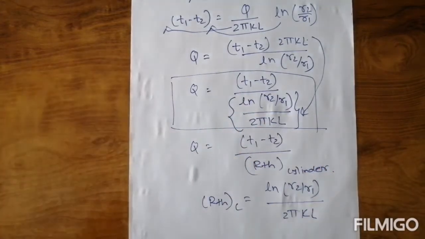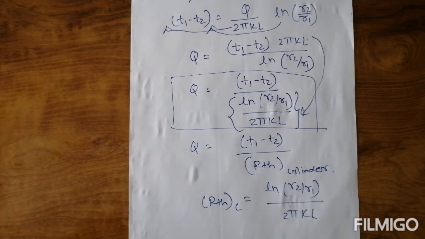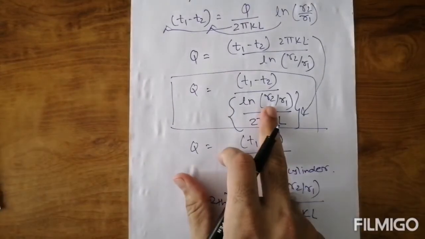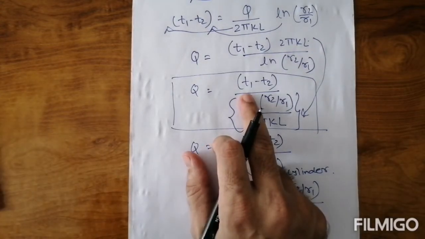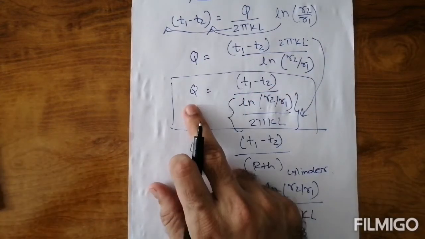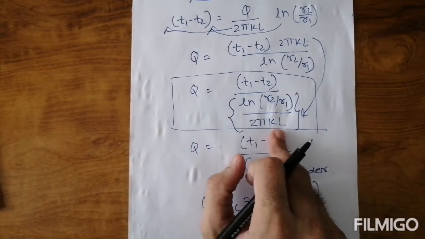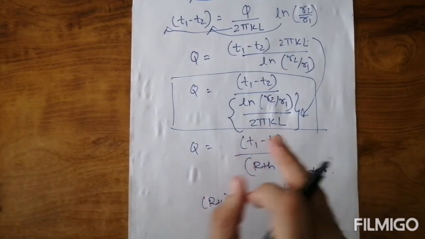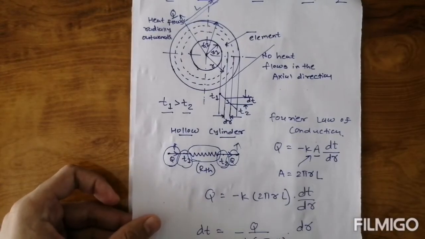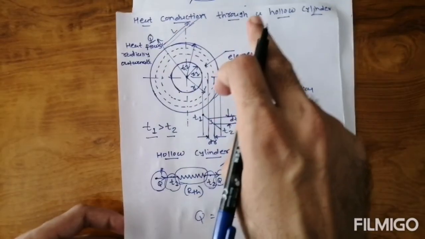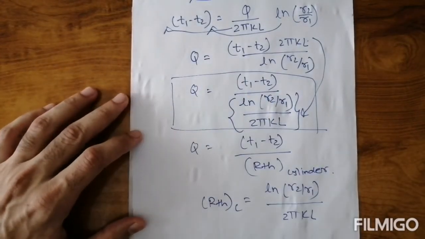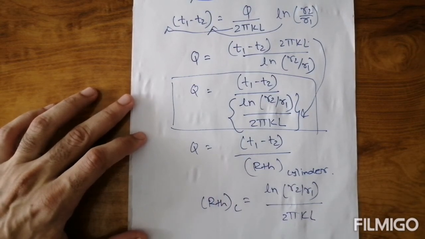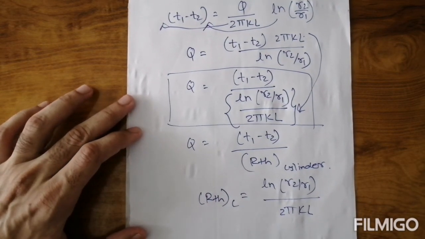Now, already I told you what T1, T2, R2, R1, 2 pi KL and Q are. From that equation it is easy to determine the inside or outside radius of the cylinder, or the inside and outside temperatures, as well as the rate of heat transfer. You can also determine the length of the cylinder from that equation. That is the equation for heat conduction through a hollow cylinder. That is your last equation, and that is your resistance equation for the cylinder side.